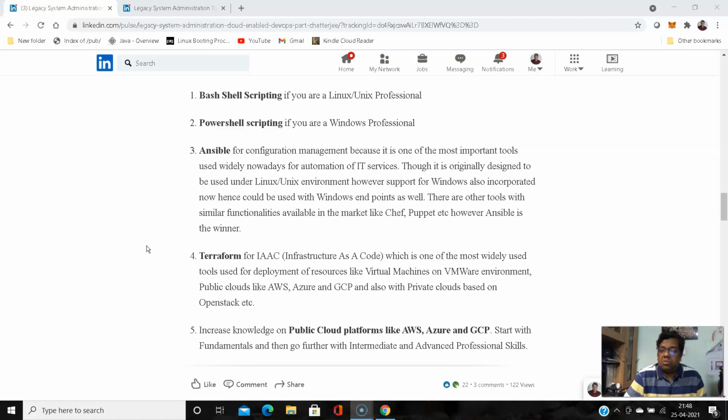Let's take an example: you need to deploy 100 servers over a virtualized VMware environment, or a cloud, or a cloud over cloud. How would you do that? If you do it manually, it takes a lot of time and effort. In order to reduce that, we are supposed to use Terraform. Terraform is one of the best tools in the industry for deployments.